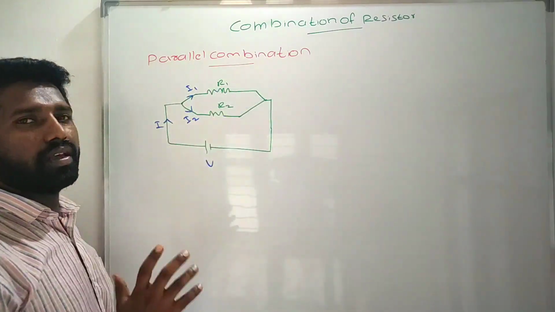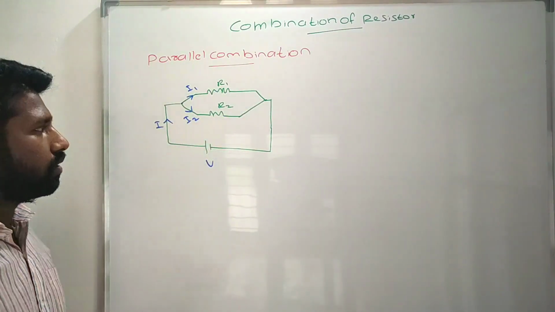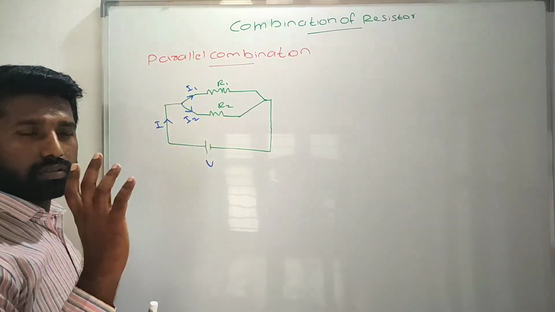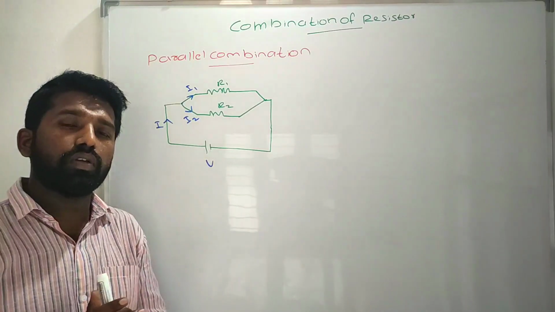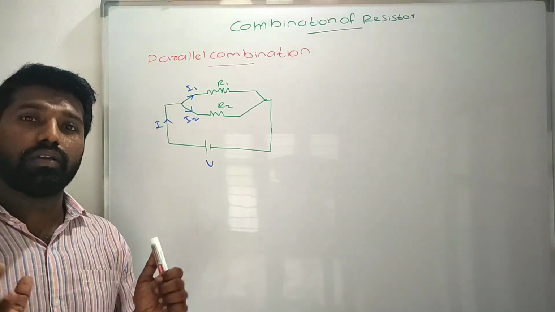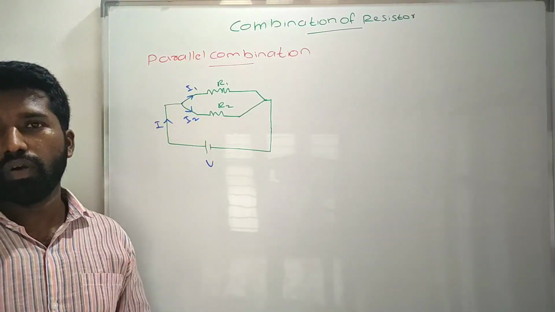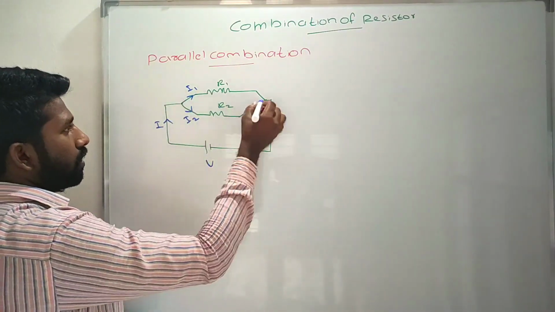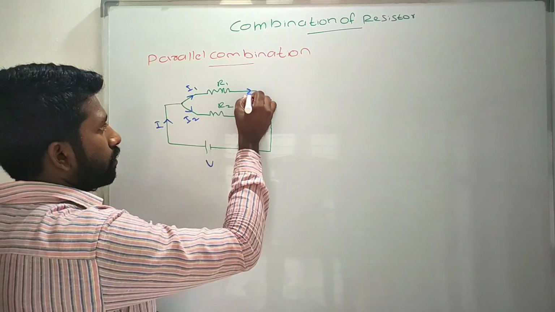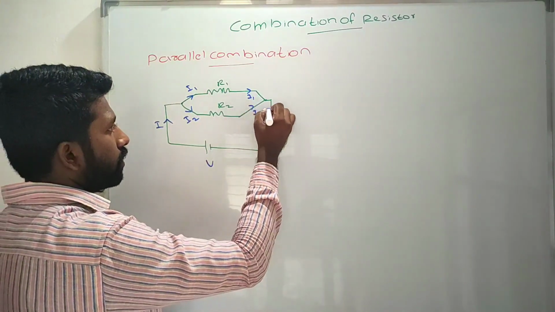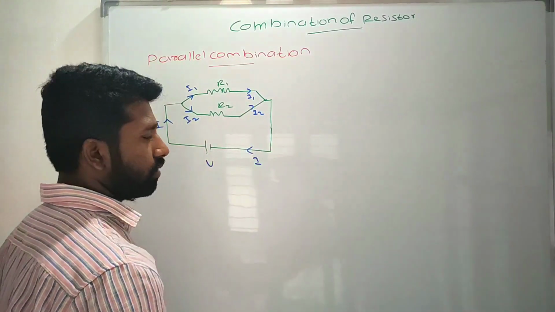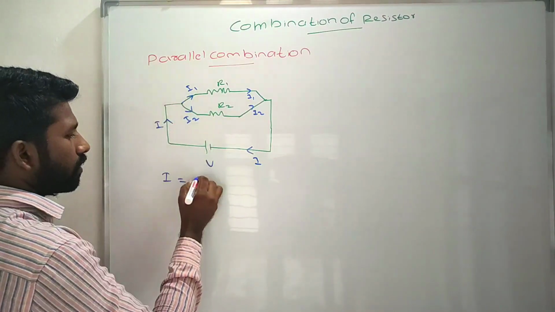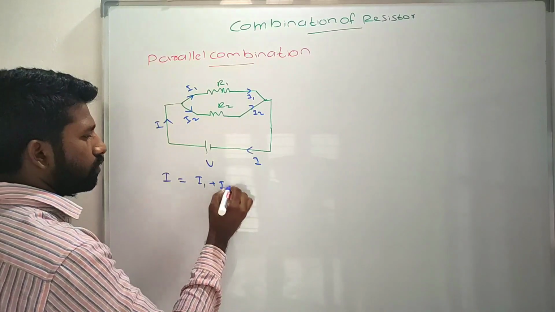That is the way it is connected. So the potential difference across the resistors is the same, but the current flowing through the resistors is different when they are connected in parallel. So what is I? This current I is coming in, splits into I1 and I2, and it again reaches I. Clear? So from this, what is I? I is equal to I1 plus I2.